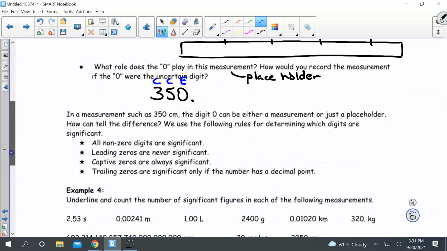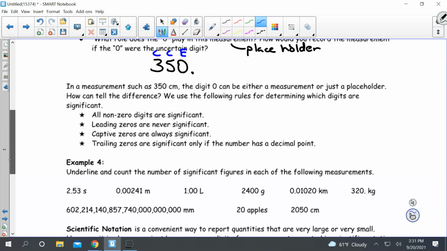Okay, so here's the rules. All non-zero digits are significant. All non-zero numbers, those are the numbers between 1 and 9, they're going to be significant because you either read those off the ruler or else you estimated those. Leading zeros are never significant because these are just placeholders. So in other words, like if I had 0.0125 centimeters, these two zeros right here are just placeholders. They're just placeholders to hold the 1 spot and the 1/10th spot.